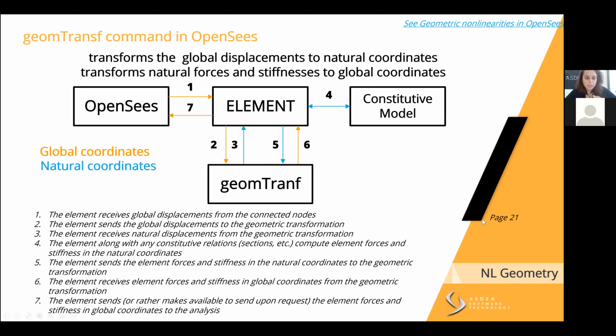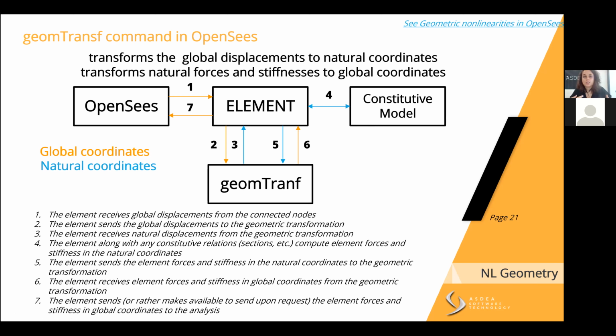Because how does it really work? OpenSees provides to the element the global displacement from the nodes to which it's connected, because of course in finite element our results are at the nodes. Then this element sends the global displacement to the geometric transformation command. It's an object that does this transformation. So it moves this global displacement from the coordinate system of the whole model to the natural coordinate system and gives them back to the element.